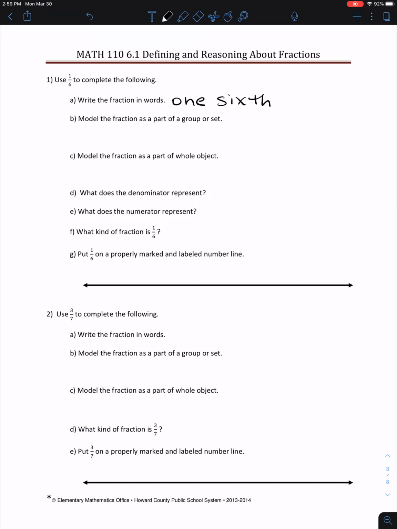Next, model the fraction as a part of a group or a set. If we were thinking of this in terms of a set, what we'd want to do is have a rectangle with some dots in it.